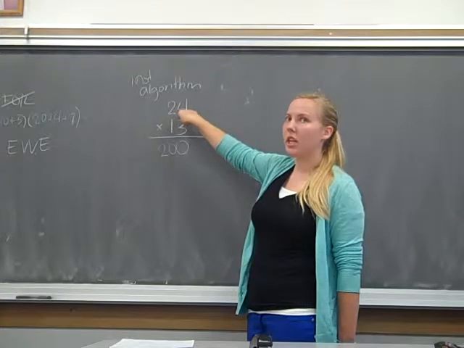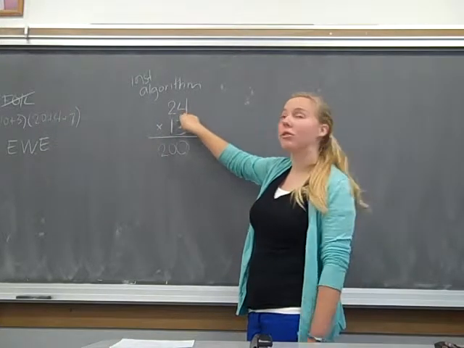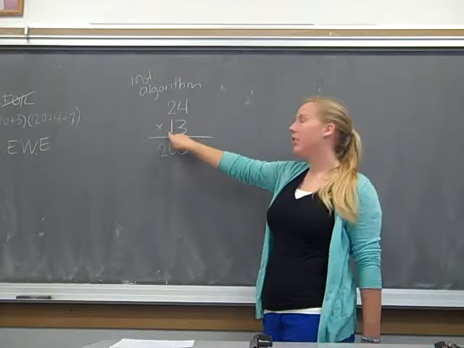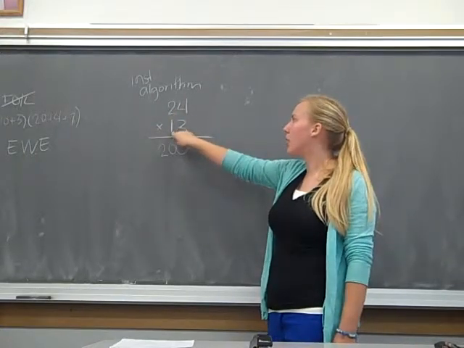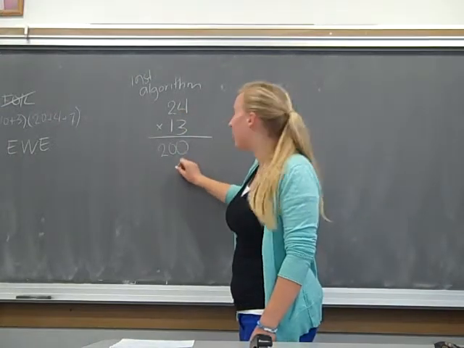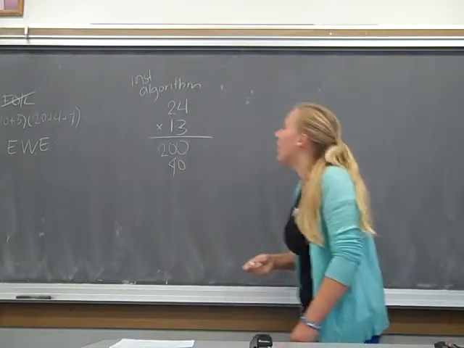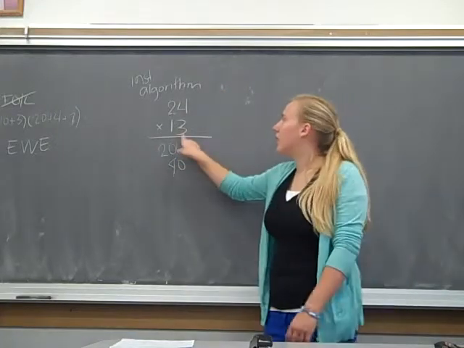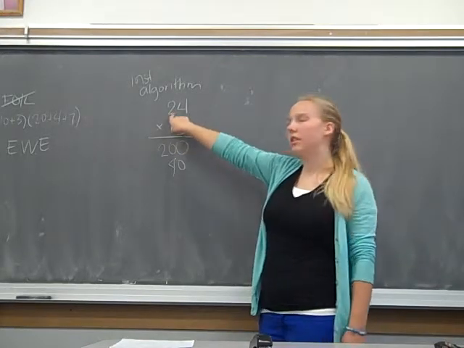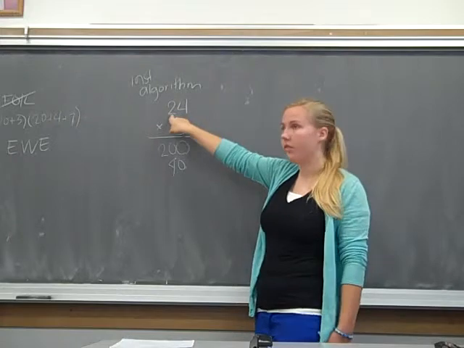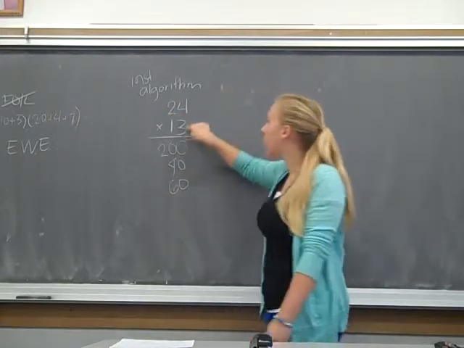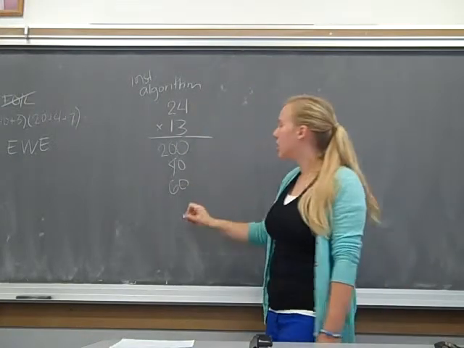Is that really a 4? This one is really a 4, not 4 tens. Good. We talked about this being a 10 because it's 1 in the tens place. So 10 times 4 is 40. Good. Then we'll do this 3. We'll take the 3 times the 20, 2 tens, which is 60. And then 3 times the 4, which is 12.